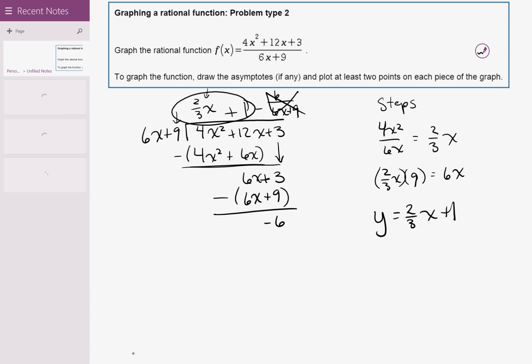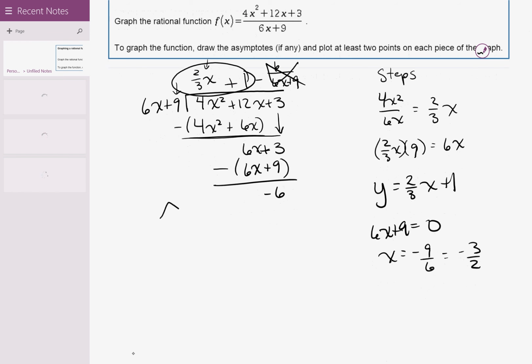Okay, and then if 6x plus 9 is equal to 0, then x is equal to negative 9 over 6, which is negative 3/2. And that is my vertical asymptote. And I'm going to move this up here where I can just see the original function. So my slant asymptote has a y-intercept of 1 and a slope of 2/3. And my vertical asymptote is at negative 3/2.